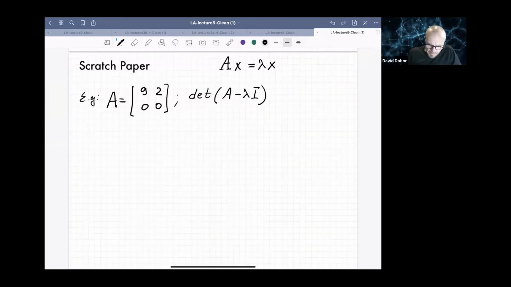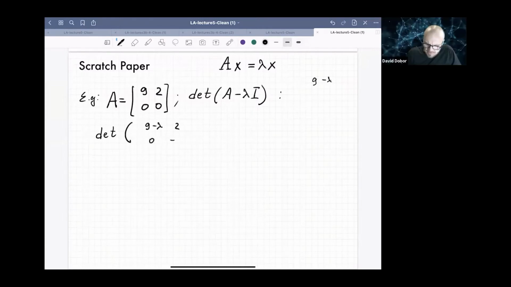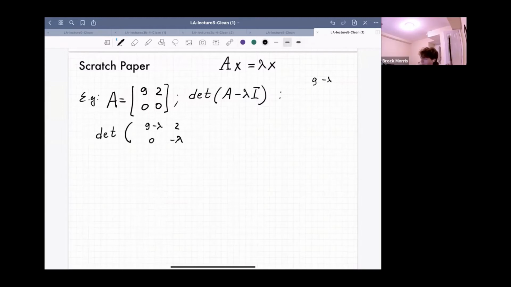And what's the determinant of A minus lambda I? 9 minus lambda, negative lambda, or 9 minus lambda, 2, 0, negative lambda. Yes, that's exactly right. I got a question about, yes. At the top.